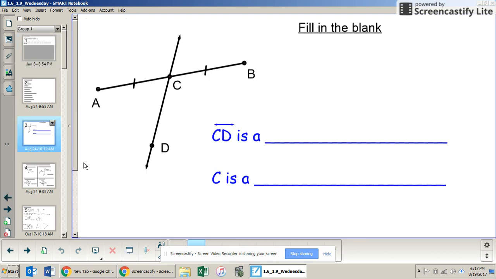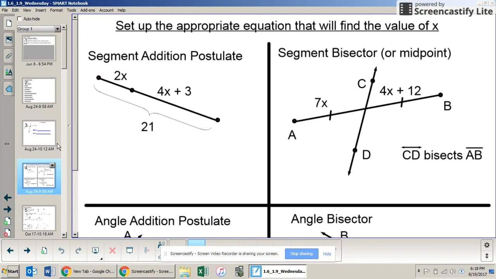A little bit of review problems. Here's our first one. Let's go ahead and hit pause and we'll go over these answers. Okay. The line CD is a segment bisector because it divides segment AB into two congruent parts. Point C we would call a midpoint. And I just want to take a minute to review the difference here between segment addition postulate and segment bisector.